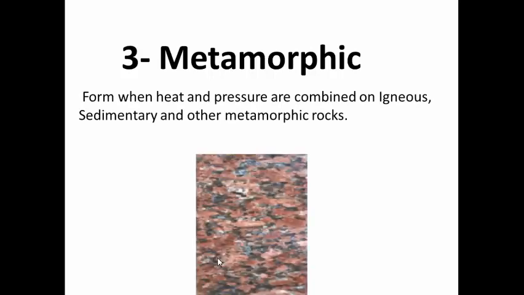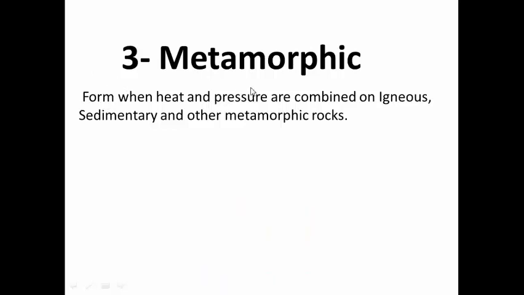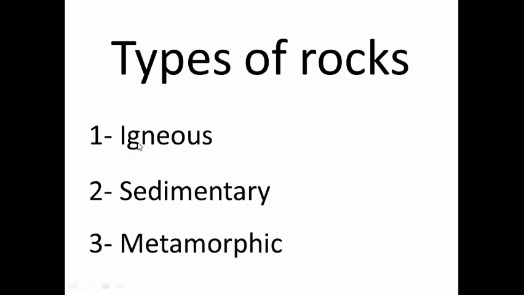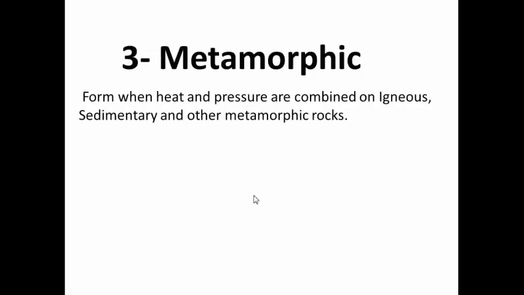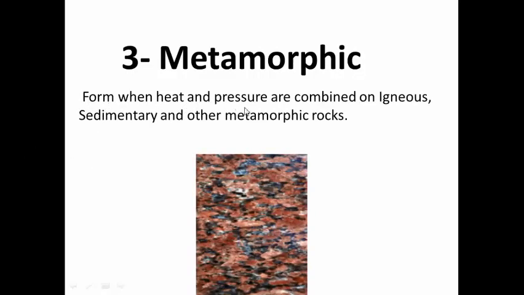We have here metamorphic rock, and you remember this slide. Do you remember how we classified these three types of rocks? We said that scientists classify according to how they are formed. Igneous rock is formed from magma from volcanoes, sedimentary rocks are formed from sediment, and finally we said the metamorphic rocks form when heat and pressure are combined on igneous, sedimentary, and other metamorphic rocks.